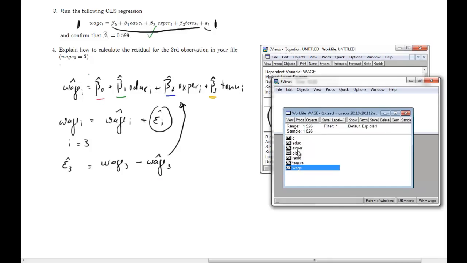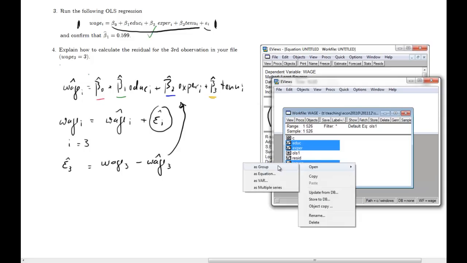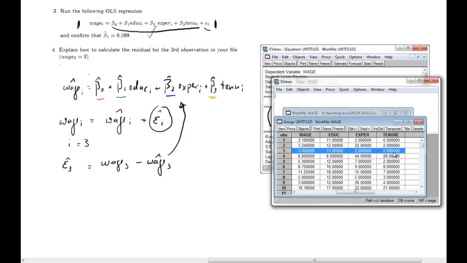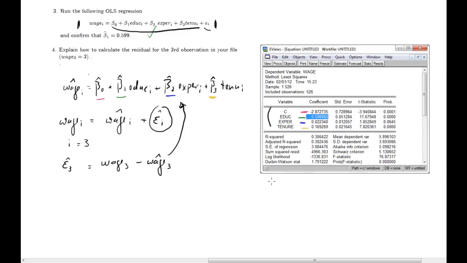So we want wage, education, experience, tenure. So we open this again, we open it as a group. And here in this row, we have our observations: 3, 11, 2, and 0. 0 meaning the employee just started with the company. So let me just write this down here. 3, 11, 2, and 0. So wage 3 was 3. Education 3 was 11, so that employee had 11 years of education. Experience for the third observation is 2, so he's been in the workplace for 2 years. But tenure for the third observation is 0, so that person only just started with the company.